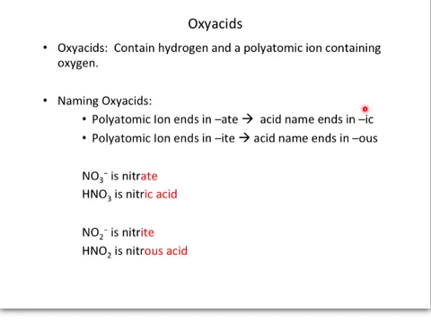For example, NO3- is the nitrate ion, so the acid made from that polyatomic ion, HNO3, is nitric acid. Polyatomic ions that end in ITE have an acid name ending in OUS. So NO2- is the nitrite ion, so the acid made from that, HNO2, is nitrous acid.